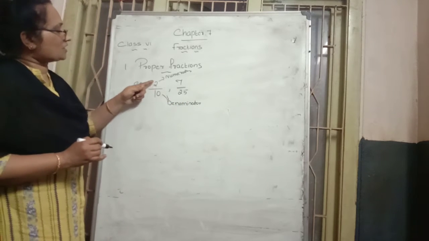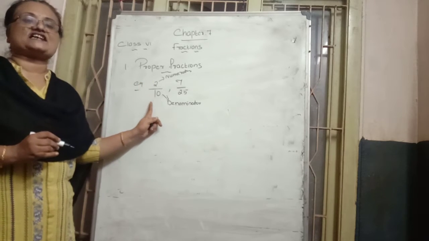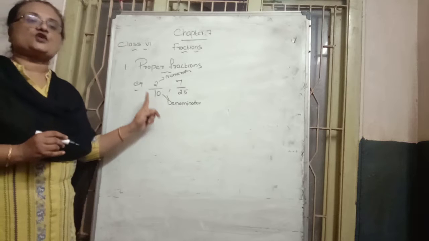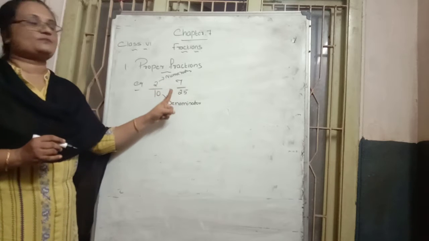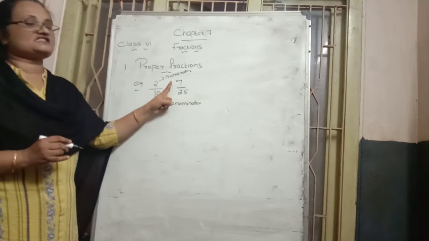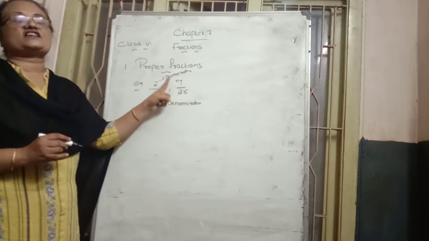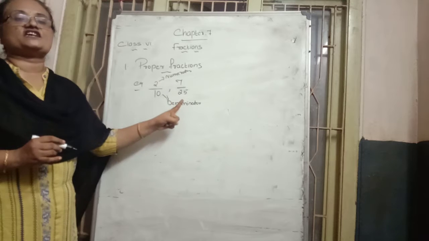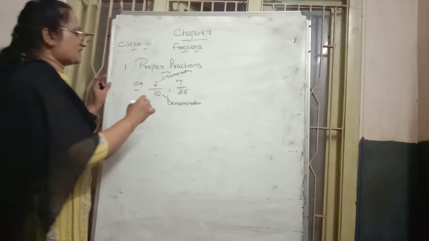Here 2 is lesser than the denominator. Such types of fractions we call proper fractions. Another second example: 7 is the numerator part, 25 is the denominator part. Which number is greater? The denominator is greater. That means the numerator is lesser than the denominator. Such types of fractions we call proper fractions.